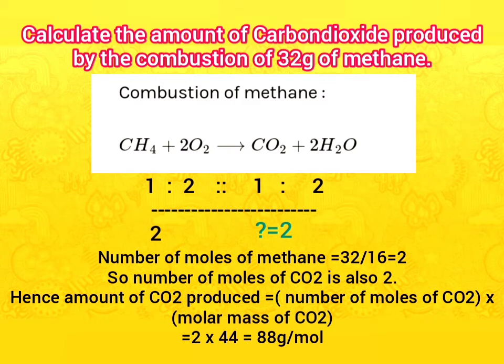Now we know that since the relative ratio between the number of moles are the same, 1 mole of methane produces 1 mole of carbon dioxide. Similarly, 2 moles of methane will produce 2 moles of carbon dioxide. Now the amount of carbon dioxide produced is given by number of moles of carbon dioxide into molar mass of carbon dioxide, that is equal to 2 into 44, and the answer is 88 gram per mole.